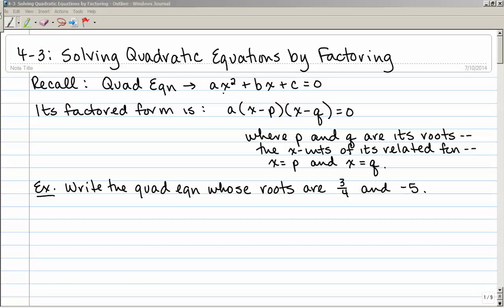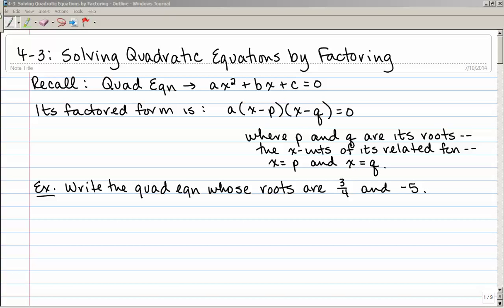So recall that a quadratic equation is in the form ax squared plus bx plus c equals 0. Now its factored form is the following, and this is going to look a little strange. Don't worry too much about it. A times the quantity x minus p times the quantity x minus q equals 0, where p and q are numbers, and those are the two roots. Those are the x-intercepts of the related function. In other words, the solutions are x equals p and x equals q.